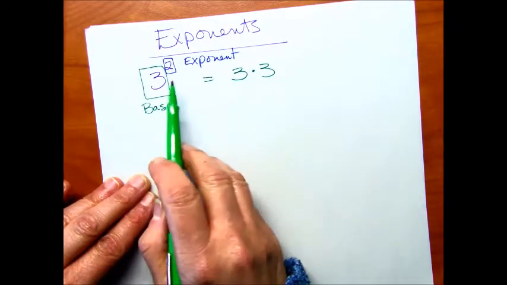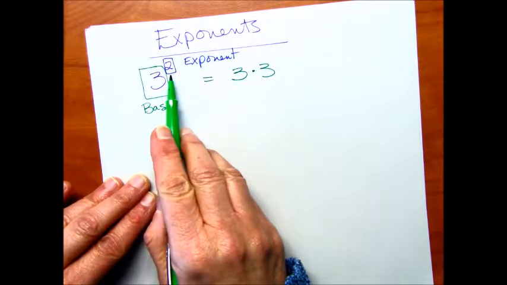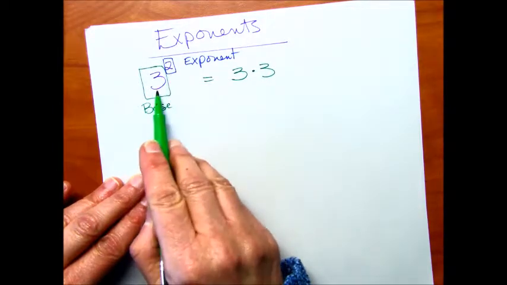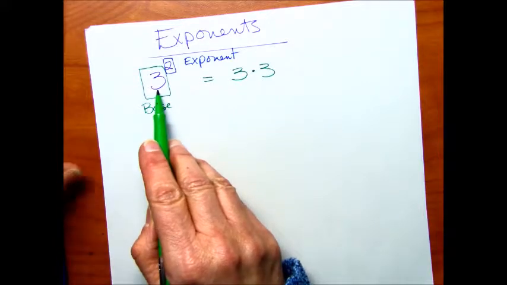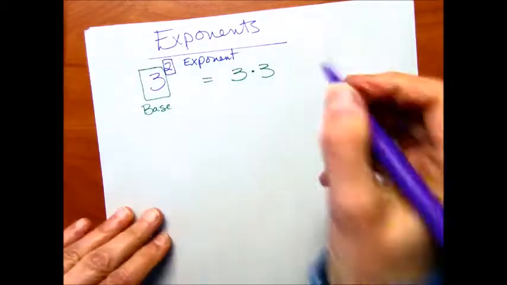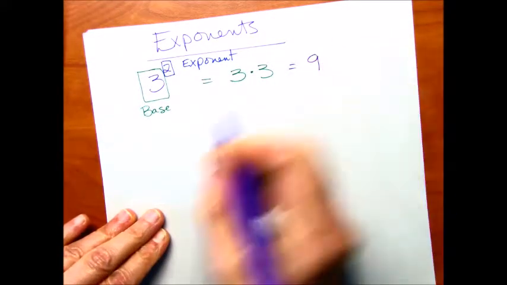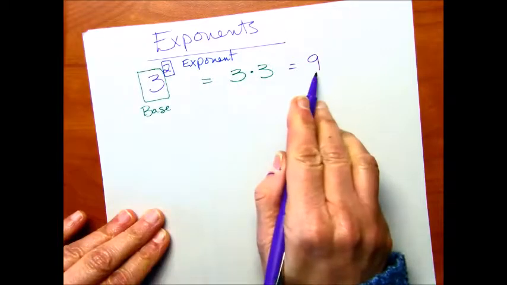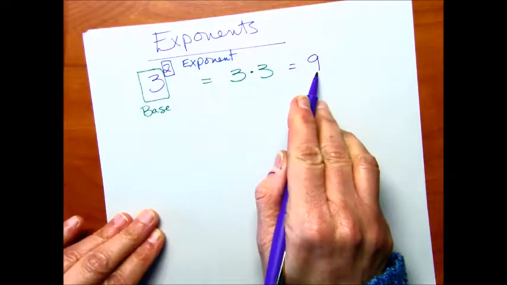The exponent is telling you how many times you're going to be multiplying this base number, which in this case happens to be 3. So what we've got here is 3 times 3 is 9. So 3 squared is the same thing as 9.